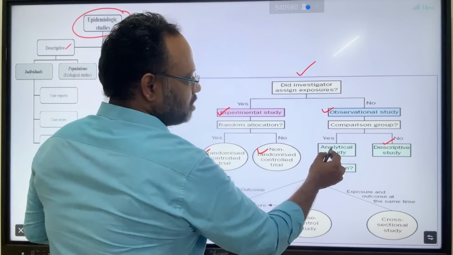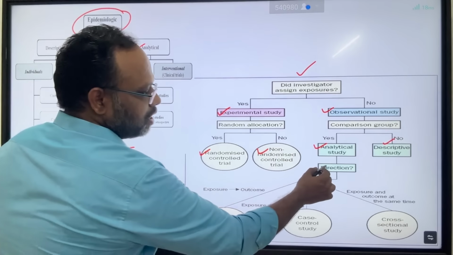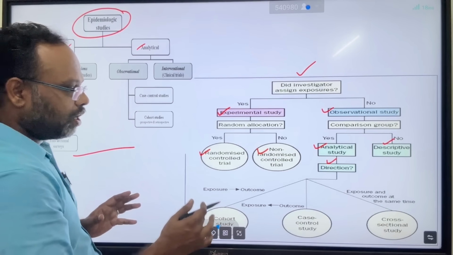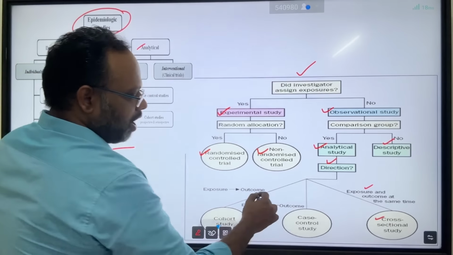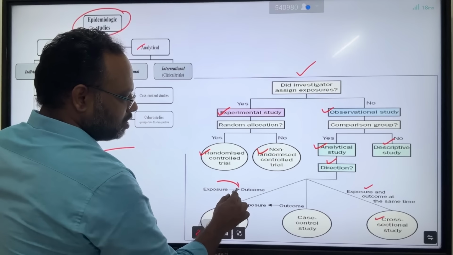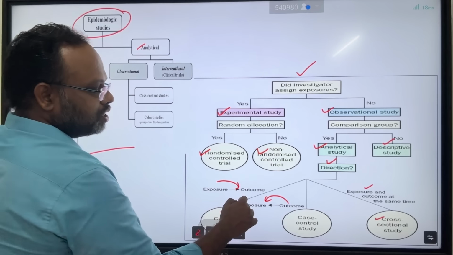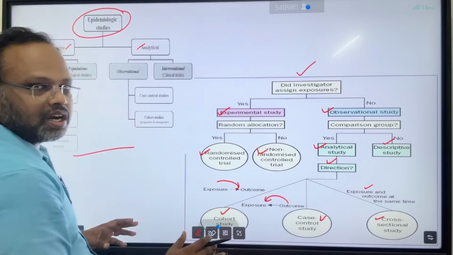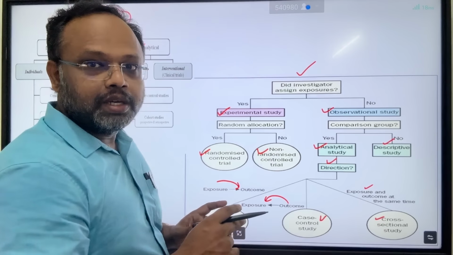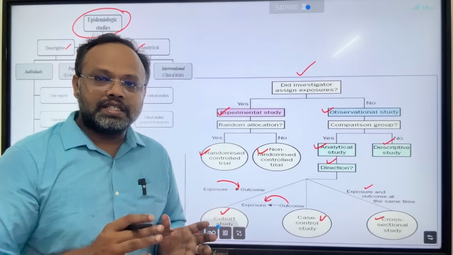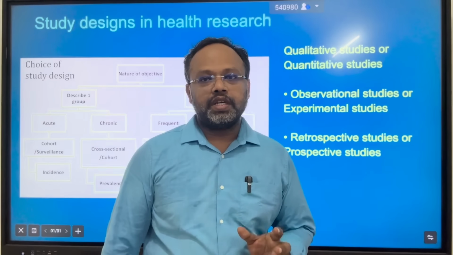And if we have a comparison group, then that is an analytical study, under which we have to ask about the direction of the exposure and outcome. If exposure and outcome are measured at the same time, that's a cross-sectional study, and exposure to outcome is cohort study. Outcome to exposure, or case to the exposure, is called a case control study. So where we start is the key here to name the study design, as these 2 algorithms focus on naming the correct study design. But in BCBR course, they have given a few more classifications of study designs.